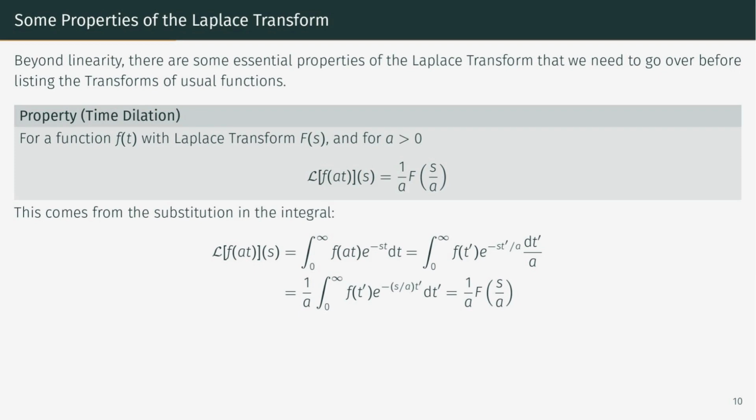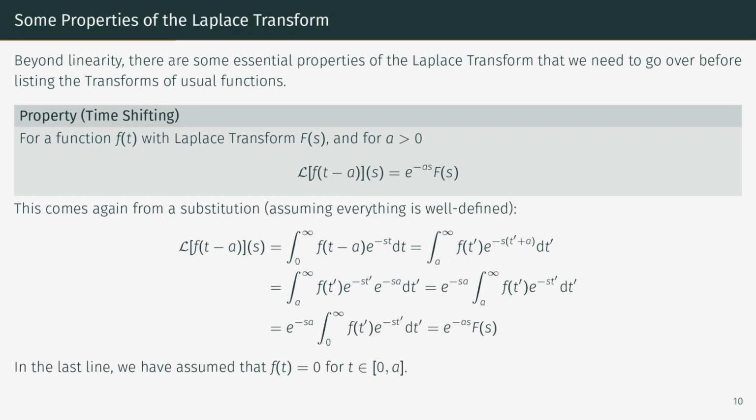Taking out the constant, we get 1 over a times the integral of f of t prime times e to the negative s over a times t prime dt prime from 0 to infinity. And solving this integral leads us to 1 over a times f of s over a.